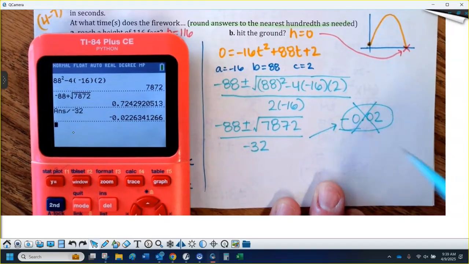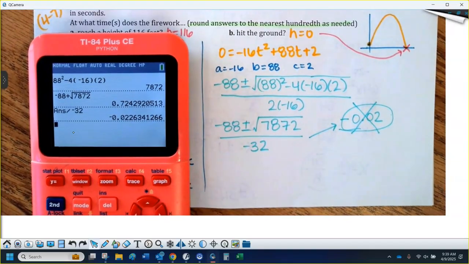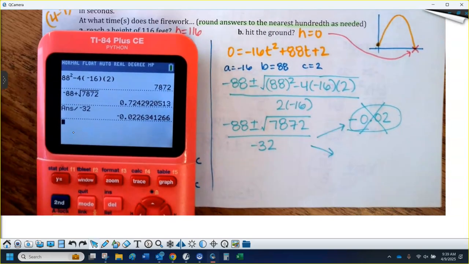So I would not write that as the answer. If you get a negative time, do not use that. That would be on the other side of that parabola, since it's attached to a situation. That equation would intersect the x-axis back at 0.02, but it's not going to work for the actual situation in the problem. So we're going to see if my other answer is negative.